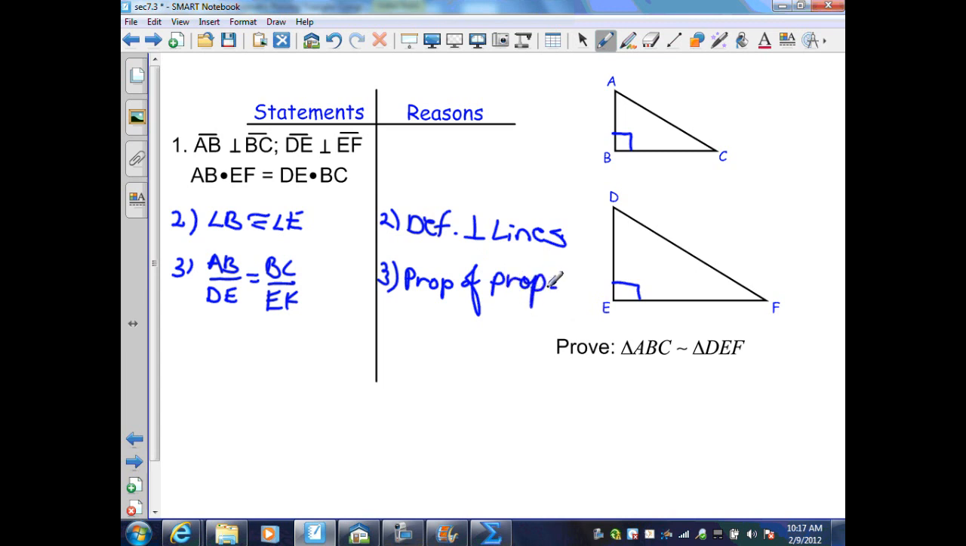And when I look at my diagram, I realize that AB and DE and BC and EF make angle B and angle E included angles between those two proportional segments. Therefore, I can state that triangle ABC is similar to triangle DEF by the side angle side similarity theorem.